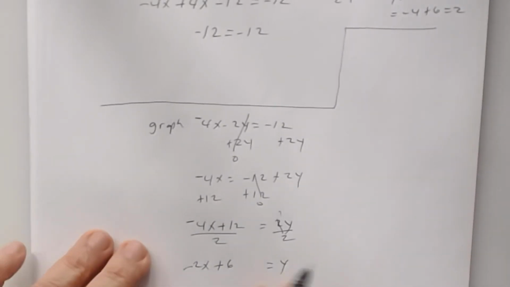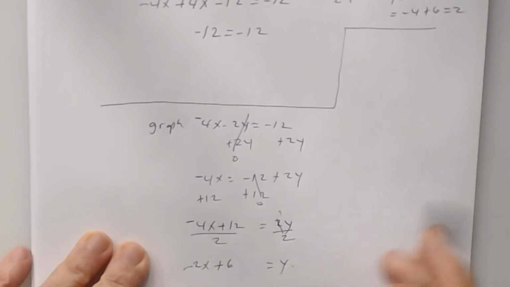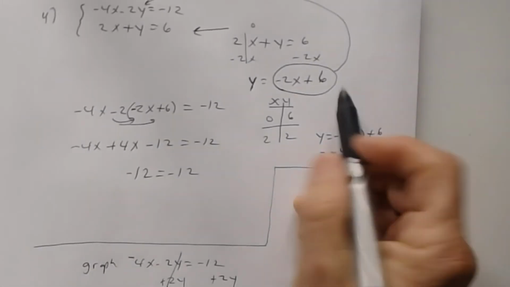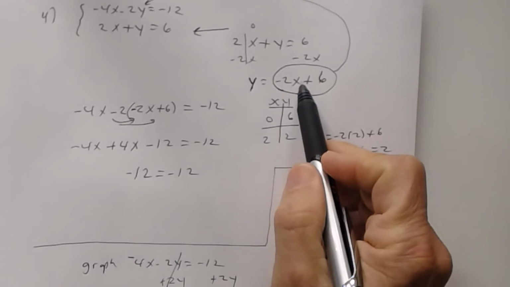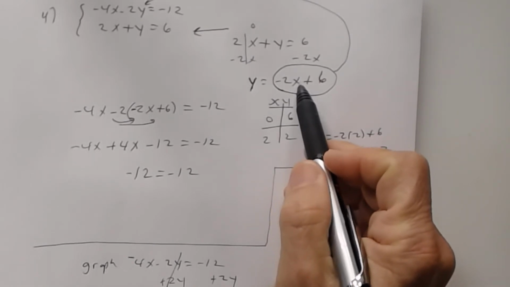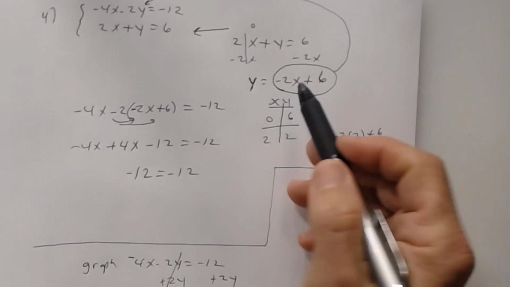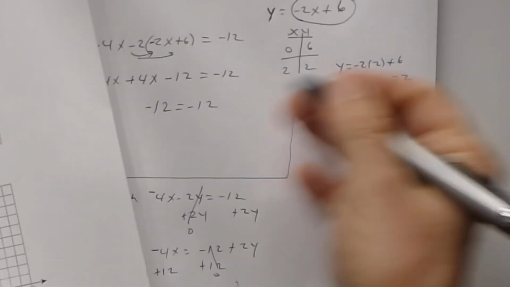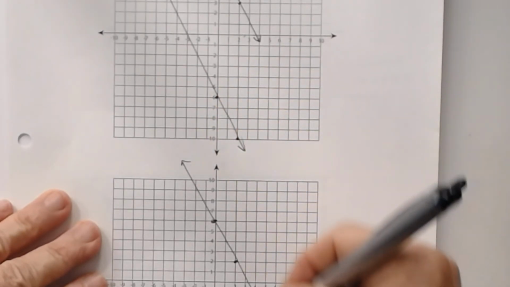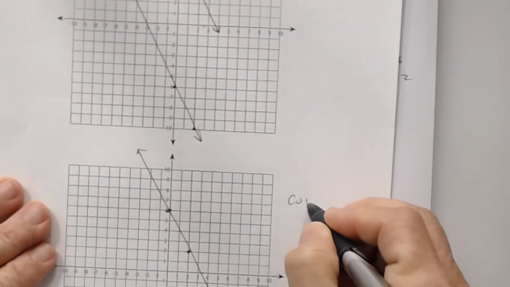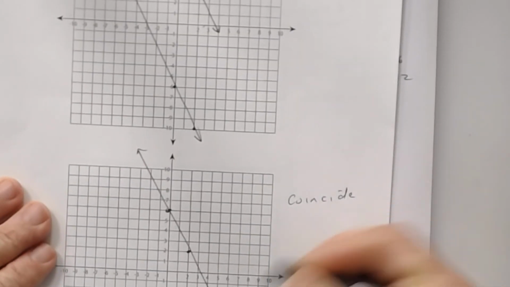Now, watch carefully. Look at this right here, and then look at this one. What do you notice about them? They're the same. So what do you notice about the lines? They're going to be the same line. So basically, those two equations coincide. Using the word coincide, they overlap.